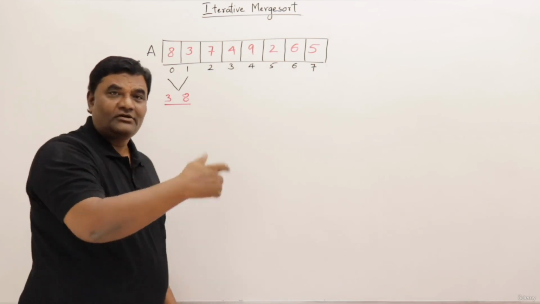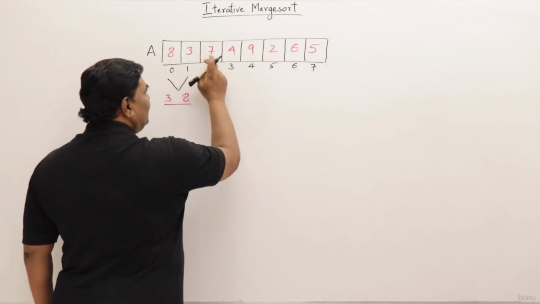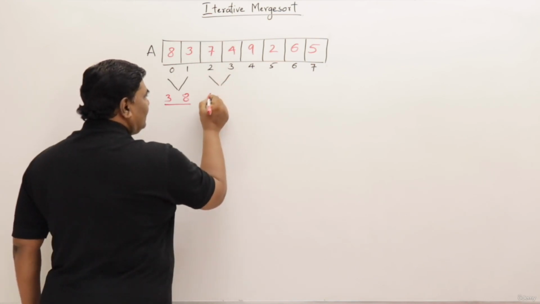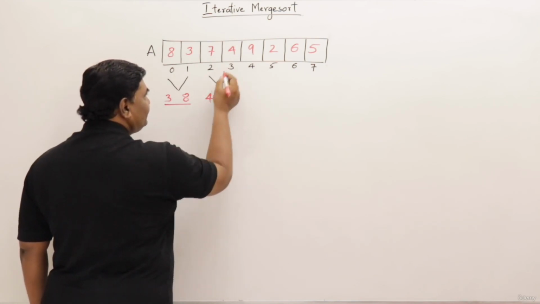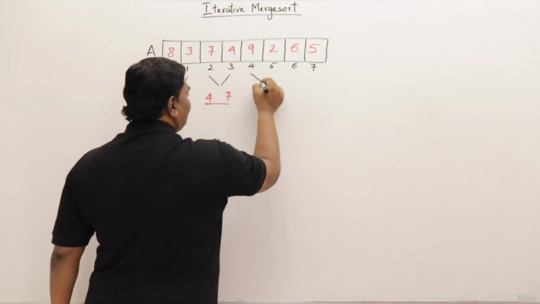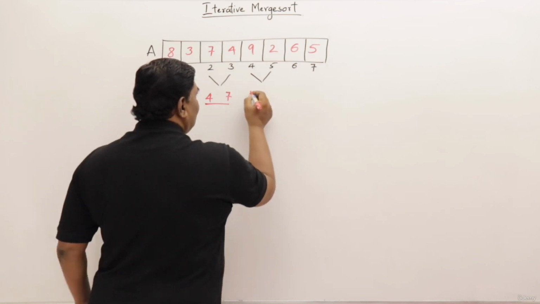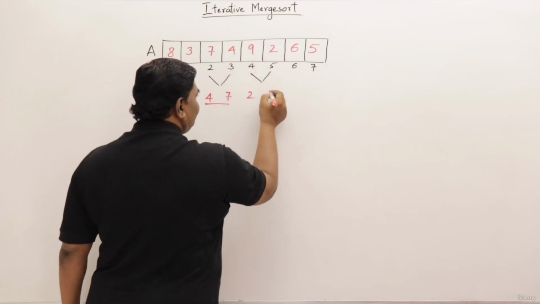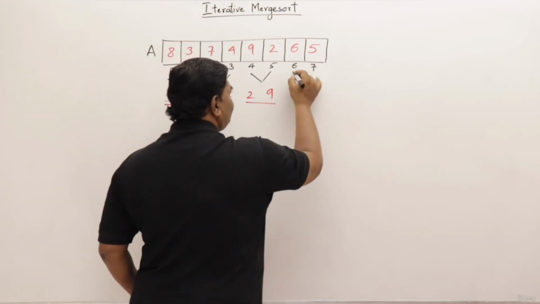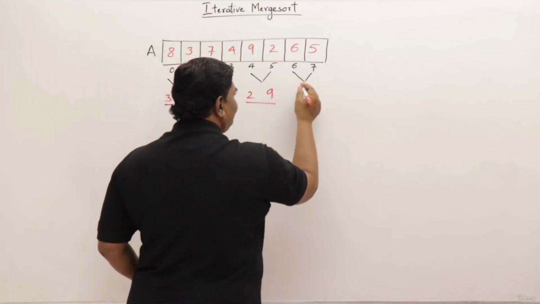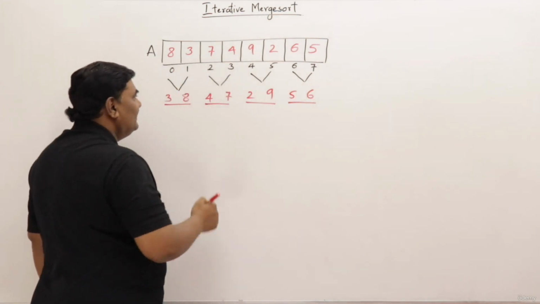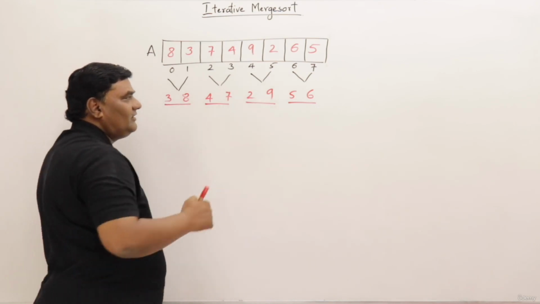Then we select next pair of list. So we have 2 lists now. One is having 7, one is having 4. Merge these 2. Result is 4, 7 because 4 is smaller. Now this is sorted. Then we select next pair. 9 and 2, when you merge, it will become 2 and 9 because 2 is smaller, 2 comes first. Now we'll merge this pair of list. So 5 is smaller, 5 comes first, then 6. So this is merged.